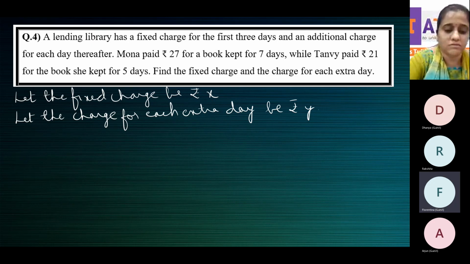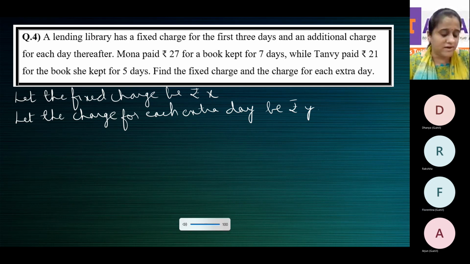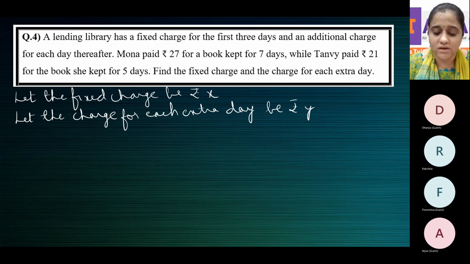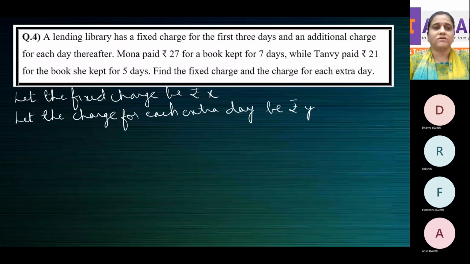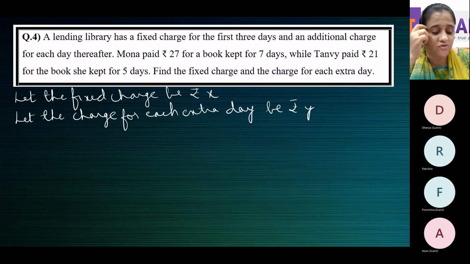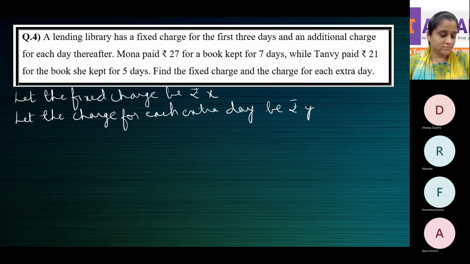Yes, I'm completed, ma'am. Florentina, what are your values of x and y? X I got 15 and Y I got 3. 15 and 3. Very good. Very good, Florentina, first to finish with the correct answer. Good, Danya, 15 and 3. Yes, ma'am. Very good.